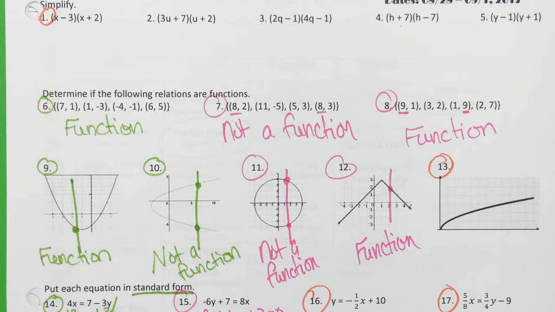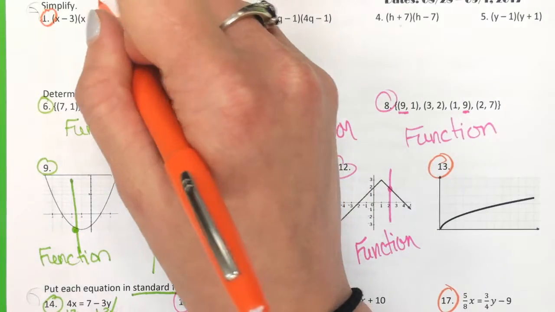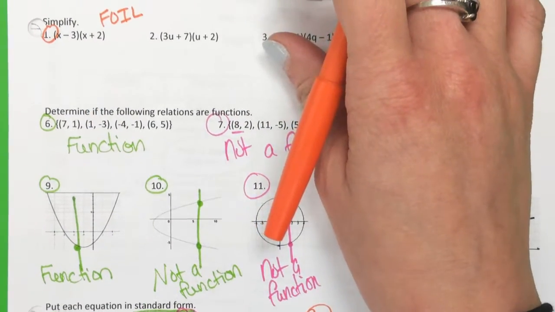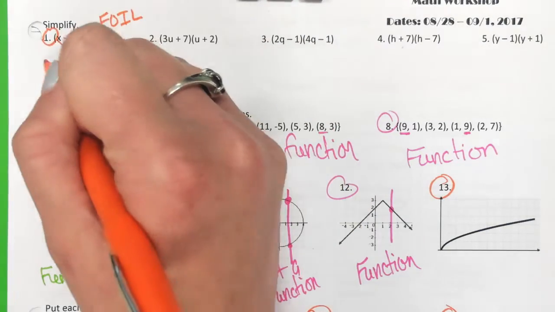So number 1 says we're going to simplify. How do we simplify whenever it has 4 terms like that? What's it called? FOIL method. There you go. 4 terms and 4 letters. What's my first? X squared. X times X is X squared.